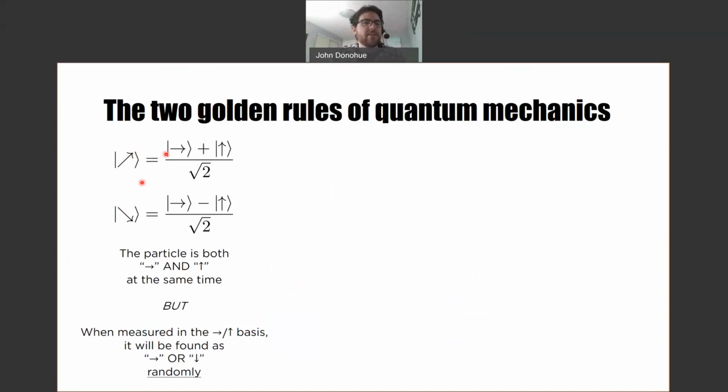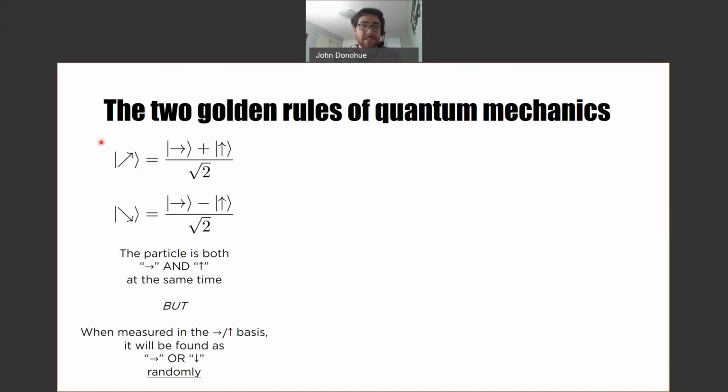Okay, so this diagonal is a superposition of a horizontal and a vertical component. This antidiagonal is a superposition of a horizontal and vertical component. We just flip that vertical component upside down. So if the photon is in this diagonal state, is it horizontal or vertical? Well, it's got a component of each. So in a way, it's horizontal and vertical at the same time. But if I ask it the question, are you horizontal or vertical? It's going to be one of the two randomly. So before measurement, it's both at the same time, in a sort of way.